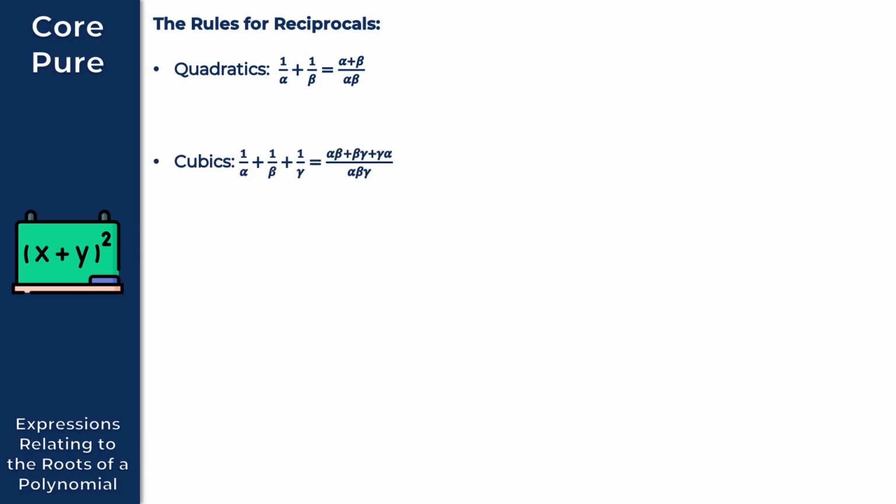Then for cubics here, so if we want to know the value of 1 over alpha plus 1 over beta plus 1 over gamma, that is equal to this fraction here. So we have alpha beta plus beta gamma plus gamma alpha all over alpha beta gamma there. And then finally here for quartics, so if we want to know the value then of 1 over alpha plus 1 over beta plus 1 over gamma plus 1 over delta, that is equal to this fraction here. So what do we have then? Well, we've got alpha beta gamma plus alpha beta delta plus alpha gamma delta plus beta gamma delta there. And that's all over alpha beta gamma delta there. So that gives everything that we need here then for the rules for reciprocals.